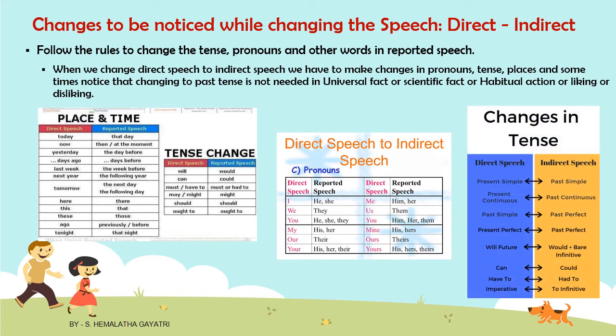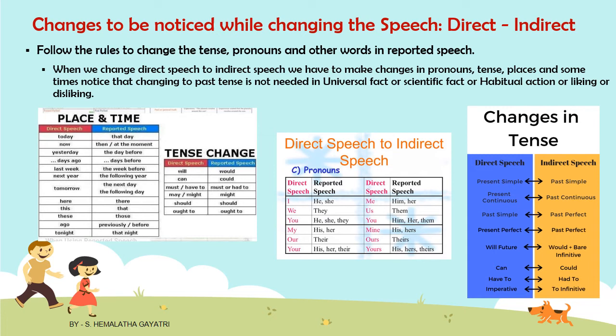There are certain changes that you have to remember, and when you are changing the tense, the present simple tense will change to past simple. Like I am will change to I was, like that. So present continuous tense, I am eating, will change to I was eating.